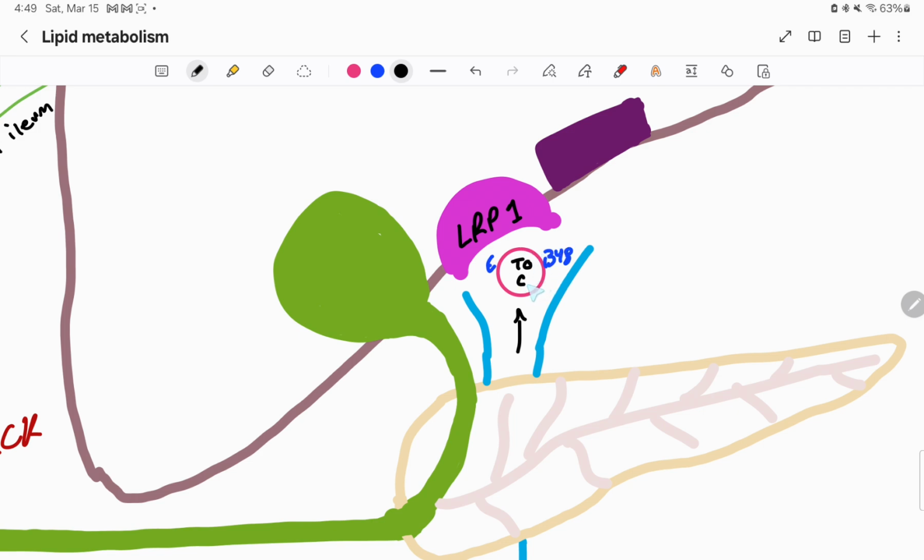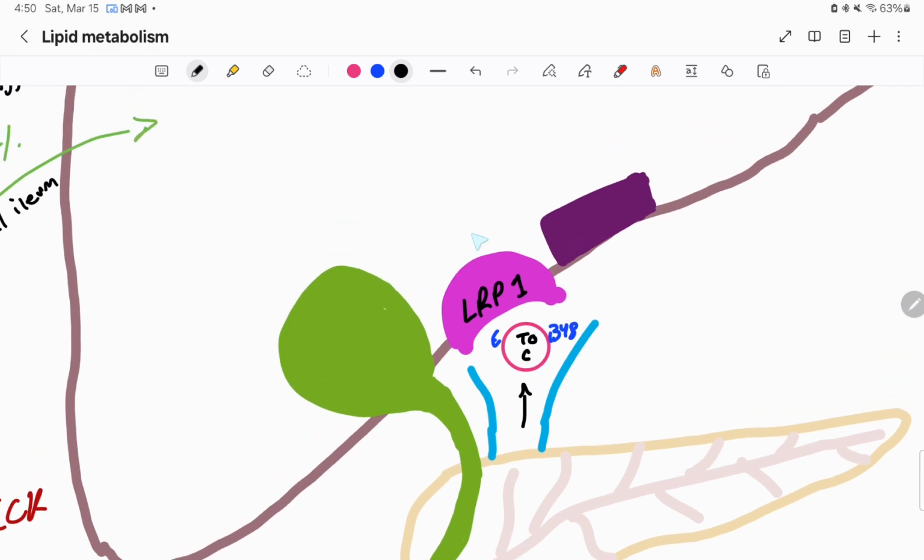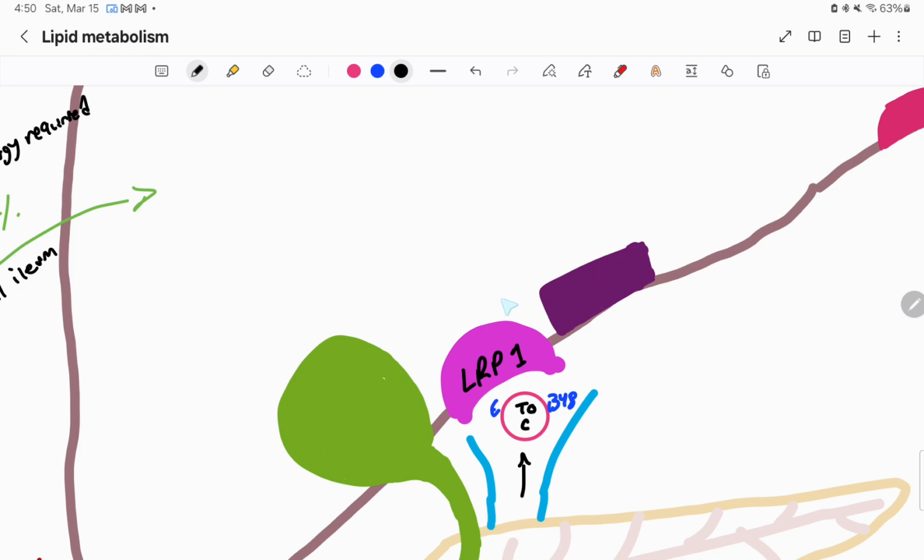And what is going to happen is that this LRP1 recognizes the ApoE on the surface of this chylomicron remnant, and it allows it to be taken into this actual liver cell. What is a liver cell called? It's called a hepatocyte. So it allows it to come inside of this liver cell, and at the same time, this enzyme that is located very closely to this receptor, called hepatic lipase, or HL, will act. Here's the chylomicron coming in.